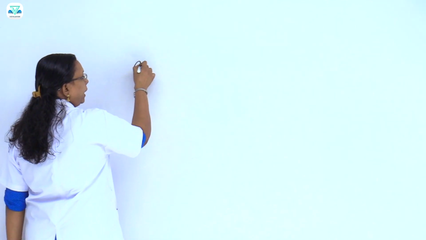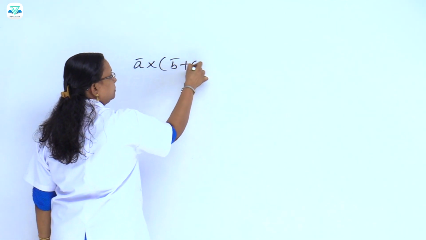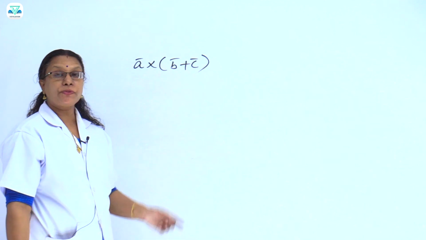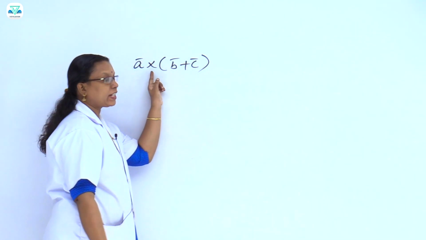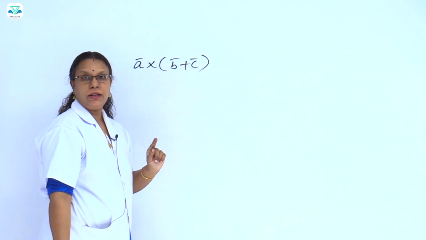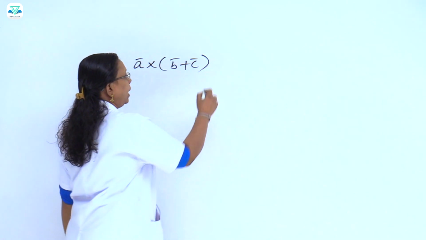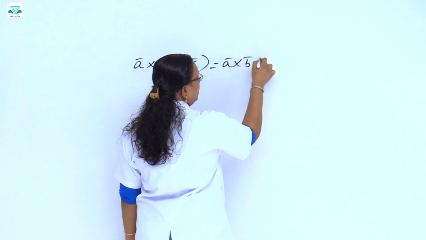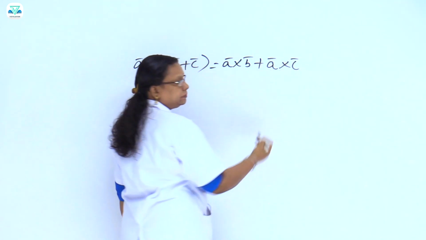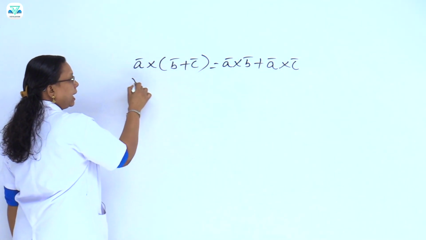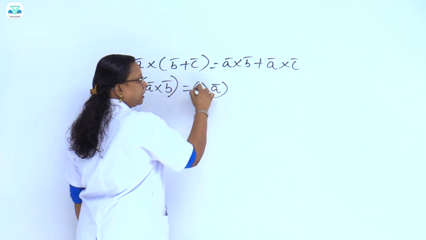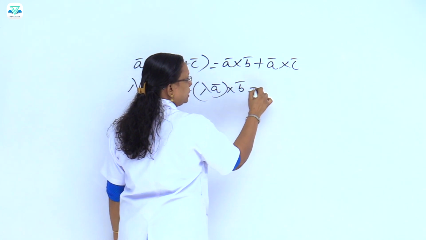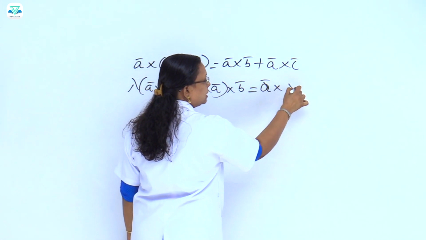Coming to properties again of the vector product, A cross B plus C: we saw the distributive property of scalar over addition. In the same way, the distributive property of the vector product, cross product over addition, is given as A cross B plus A cross C. Similarly, lambda into A cross B can be written as lambda A cross B, or this is the same as A cross lambda B.